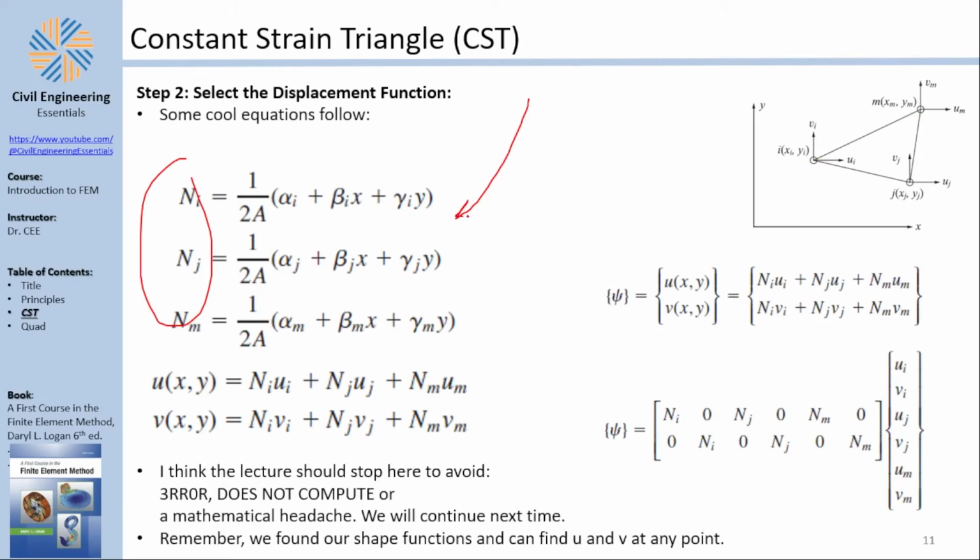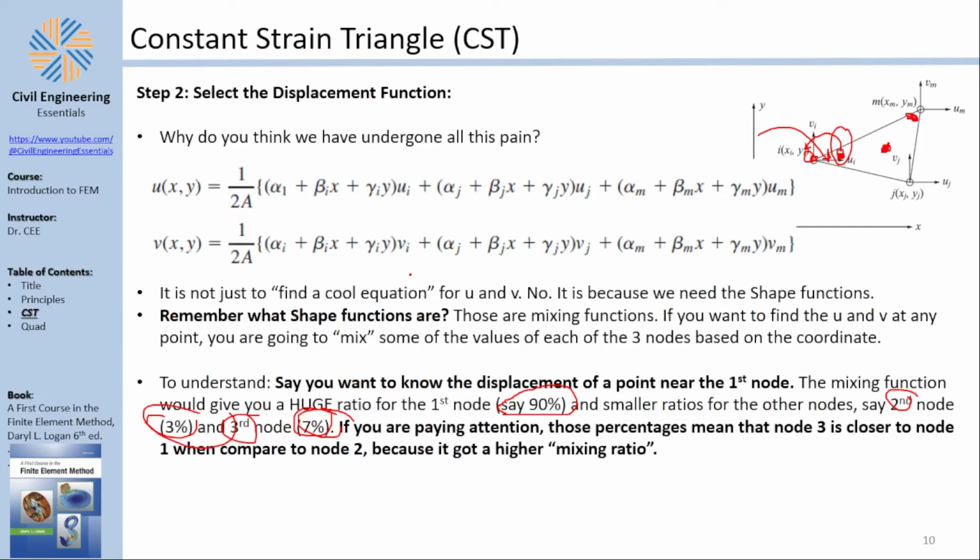Those are the shape functions, and I will repeat it next time, and those are the displacements given by the shape function. So with that being said, we understand now that shape functions are basically mixing and trying to find the displacement of a certain point within the triangle given its coordinate based on the displacements of the triangle at its 3 nodes.